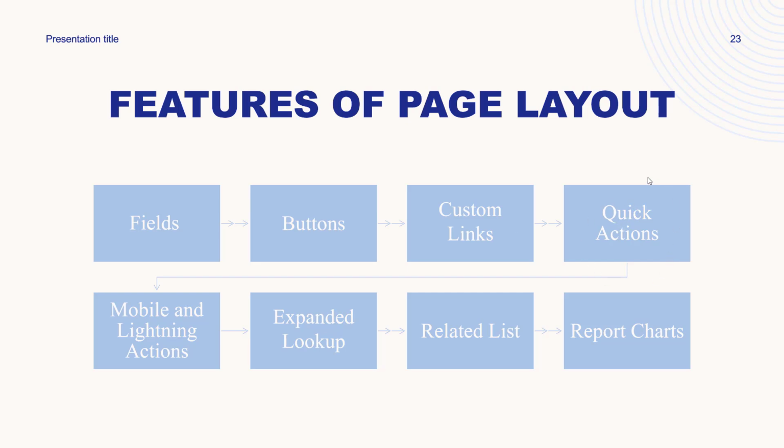Next is quick actions. This feature is used to add or remove quick actions from the classic version. Next one is mobile and lightning actions. This feature is used to add or remove quick actions from the mobile and lightning experiences. Next is extended lookups. It is used to control the fields that will be shown on the mobile cards. Next is related lists. We can control which lists can be shown in the related list section of an object using the page layouts. Last one is report charts. This feature is used to edit the report chart on the record page according to record ID.